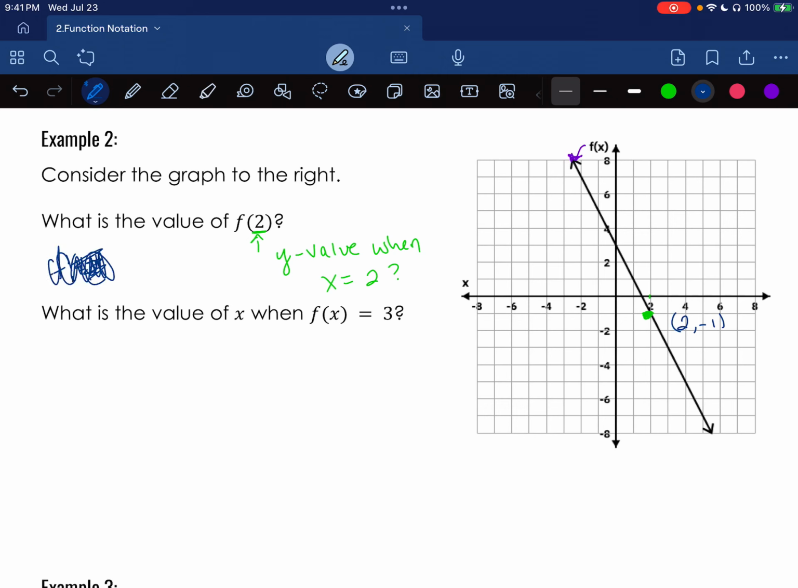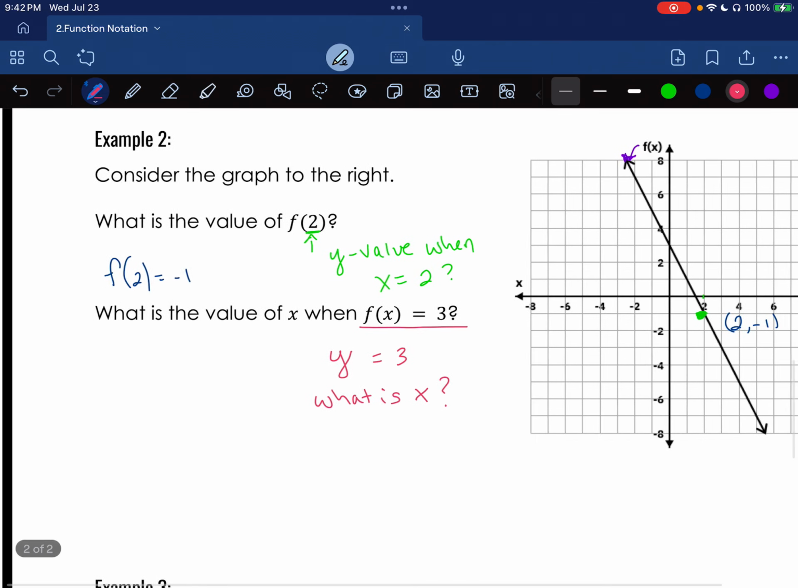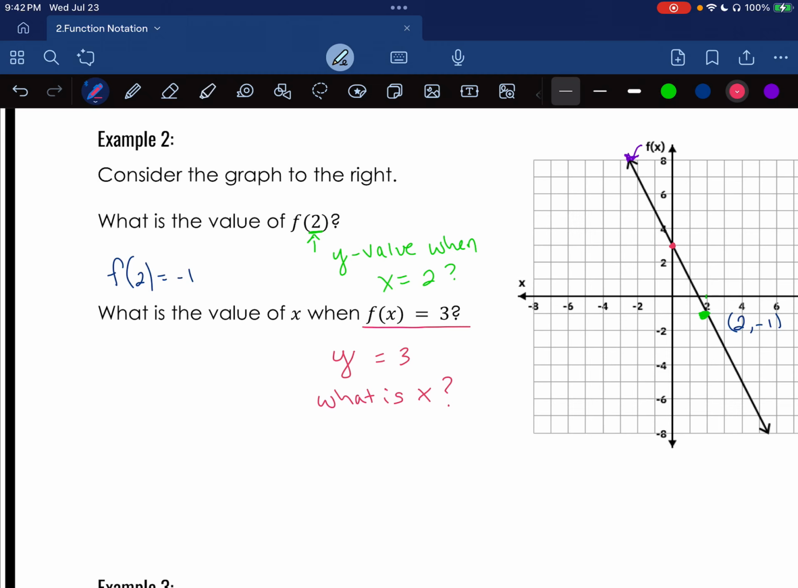All right, so what's the value of x when f of x is equal to 3? This is asking me a slightly different question. Here, f of x is equal to 3. This means that my y is equal to 3. What is x? So we need to think about where y is equal to 3, and that happens right here. That is the point (0, 3). So we'll say that happens when x is equal to 0.